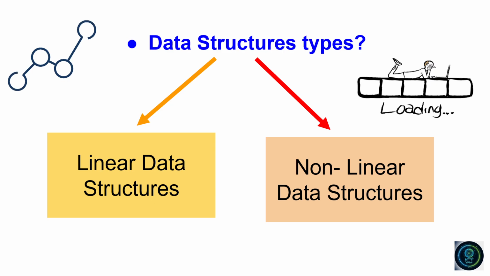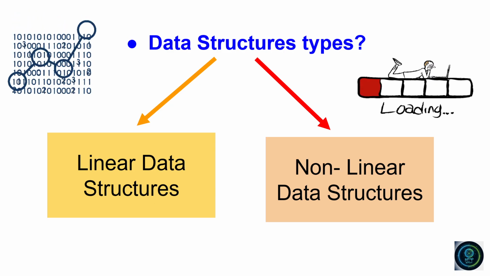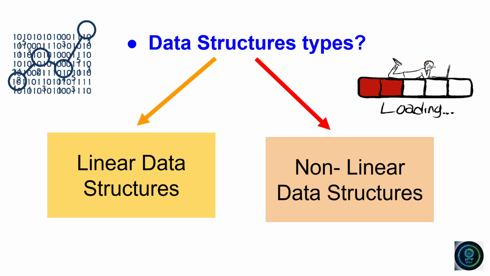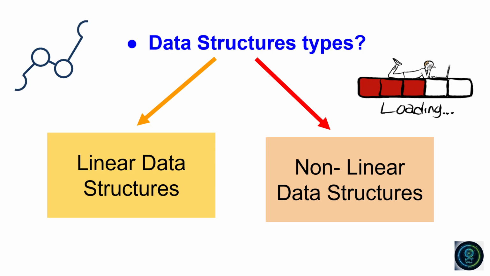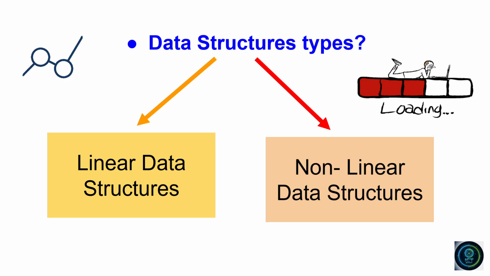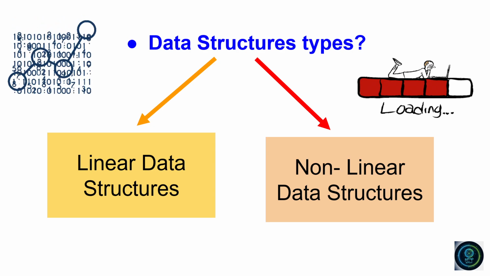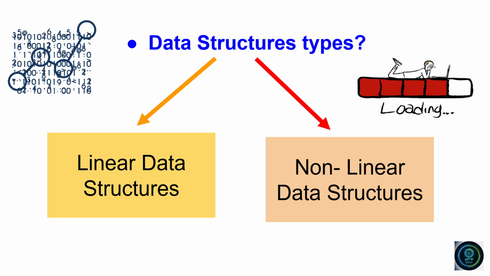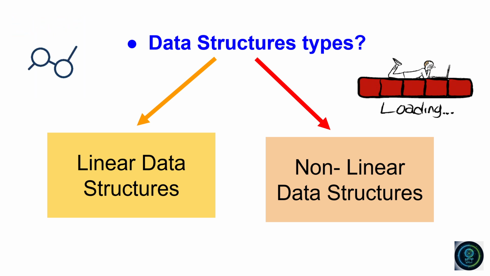Okay, now let's see what the data structure types are. Remember that regarding data structures, there are mainly two types available. The first type is linear data structures and the second one is non-linear data structures. Let's see them one by one.